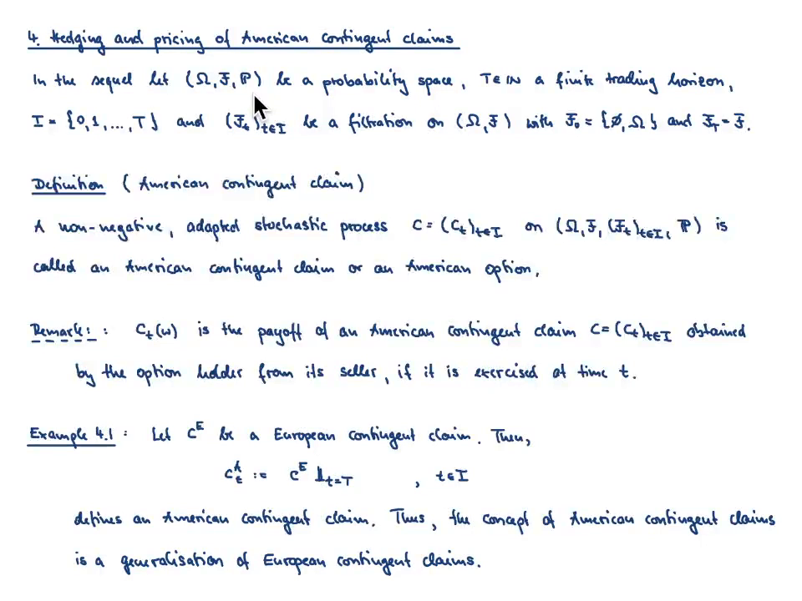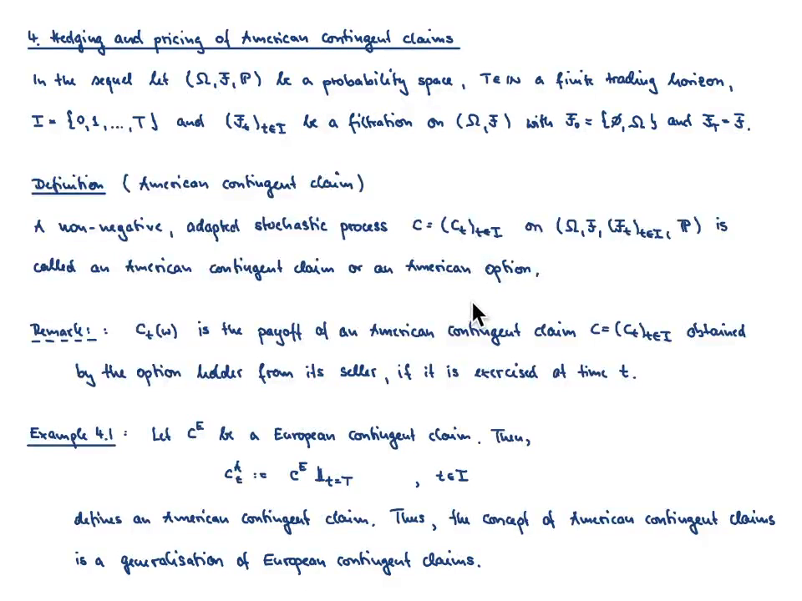I start with the probability space Omega, F, P. Again, I fix a finite trading horizon. So again, T is here the time of maturity, which also equals the number of trading periods. I denote by F_t as usual the filtration with which we equip our probability space, and I would like to assume again that the sigma algebra F_0 is trivial, whereas the sigma algebra F_T coincides with the sigma algebra F. And then an American contingent claim is nothing else but a non-negative adapted process, which I would like to denote by C, which is defined on that given filtered probability space.